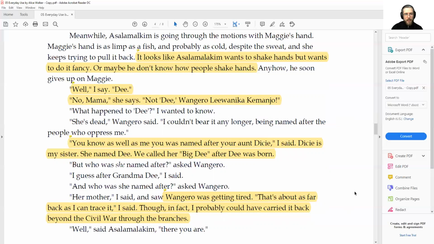You know as well as me that you were named after your Aunt Deesy. I said, Deesy is my sister. She named Dee. We called her Big Dee after Dee was born. So she rejects her actual heritage because she likes a different heritage that is not her own. She's taken it and tried to make it her own, but it's not really hers. And she shows her mother just what she thinks about her mother and her family, her aunt, and the other members of her family, her grandmother and her great-grandmother. She shows her that she doesn't care about any of those people. She only cares about the new identity, the new heritage that she takes for her own.